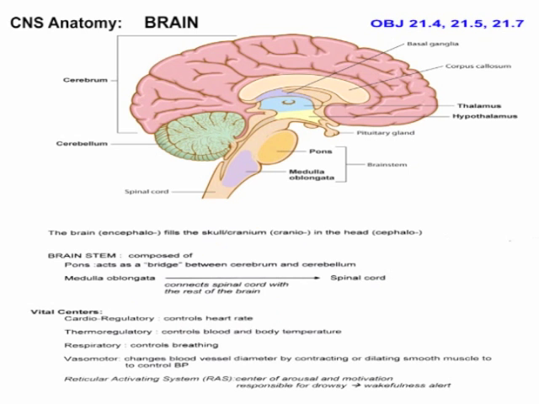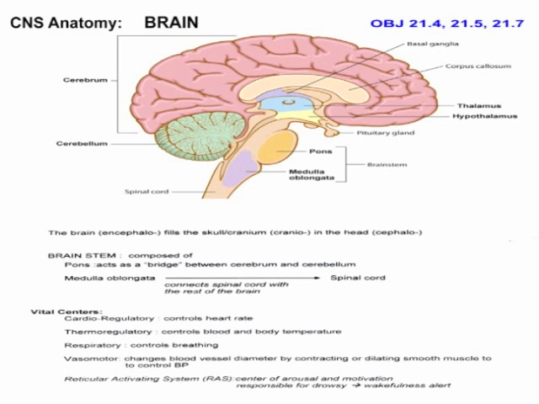The first part of the CNS that we will be discussing is the brain. Here is a cross-section of the brain in the diagram at the top. The brain, root term encephalo, fills the skull or cranium, root term cranio, and the head or cephalo. The first section of the brain that we will be discussing is the brainstem. The brainstem is composed of the pons, which acts as the bridge between the cerebrum and cerebellum, and the medulla oblongata, which connects the spinal cord with the rest of the brain.